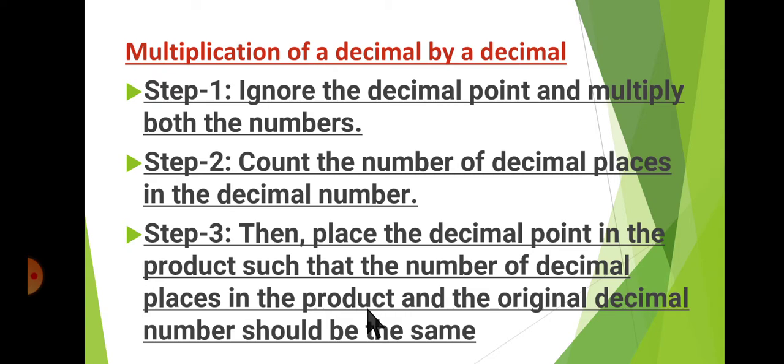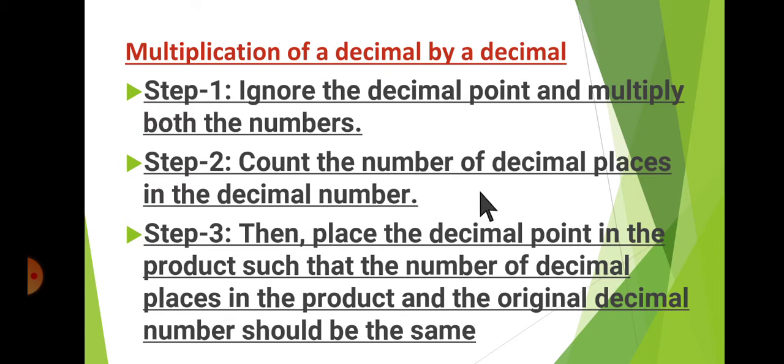Let's see the next rule. Multiplication of a decimal by a decimal means your first number is a decimal and the other number is also a decimal. Both numbers are in decimal form. Then how do you multiply? Step first, ignore the decimal point and multiply both the numbers. Here also you just ignore the decimal and simply multiply.